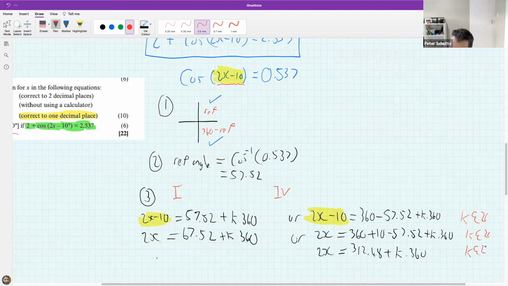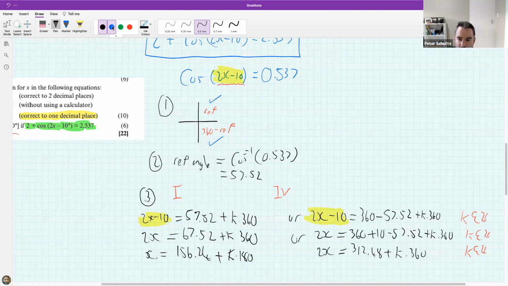Now, why is Mr. Skitter making such a fuss out of all the k times 360s throughout? Well, at this last step, when I divide by 2, okay, I'm then going to get 156.24. But I also have to divide the 360 by 2. How much do I get when I go 360 divided by 2? I'm going to get k times 180. And that's why I had to go back and make sure that I wrote this in at the very beginning.